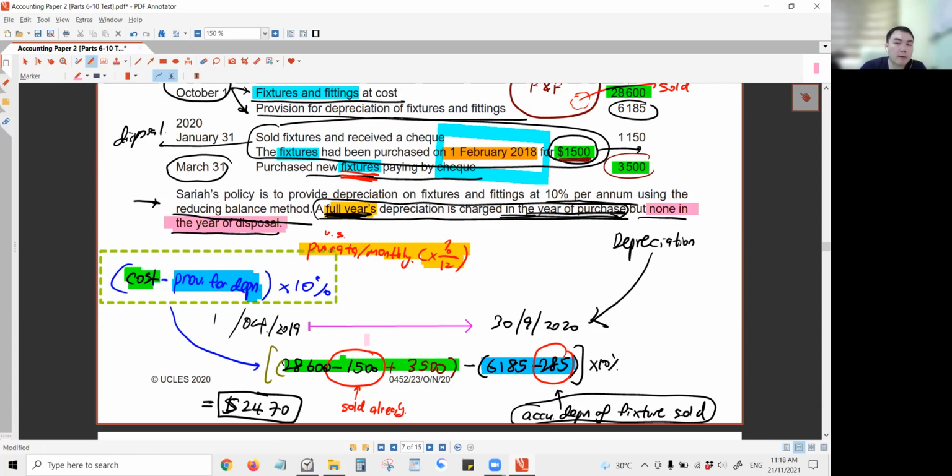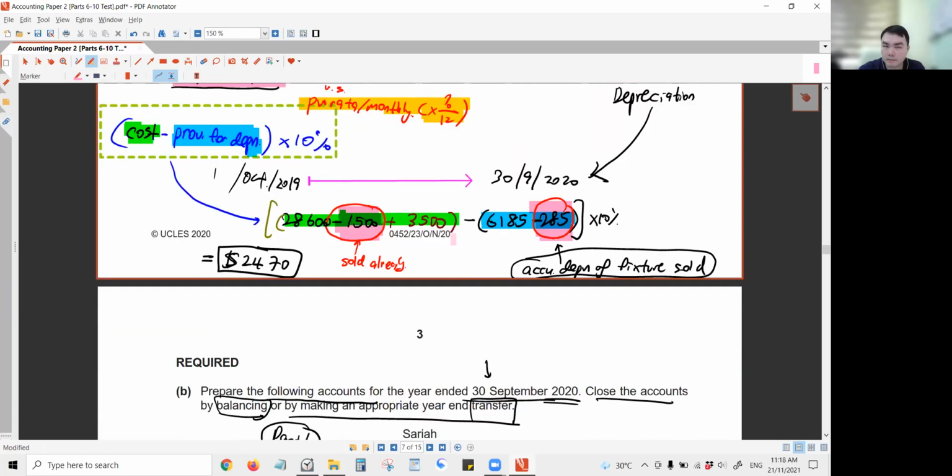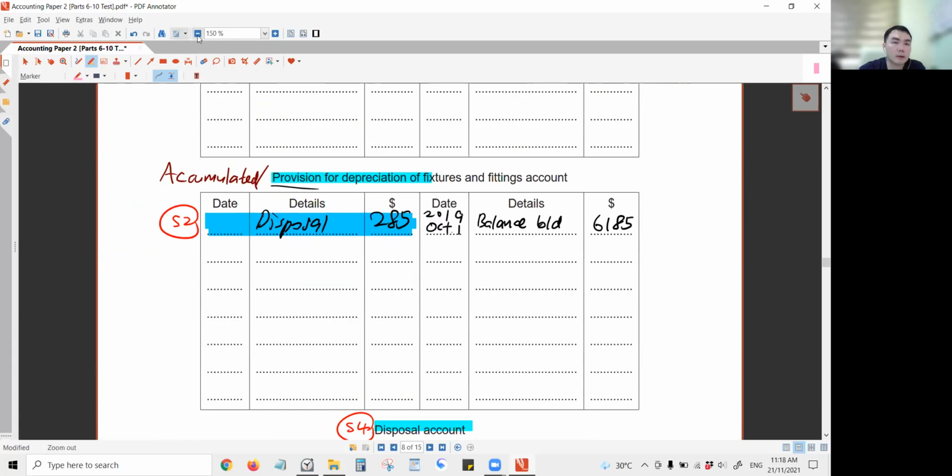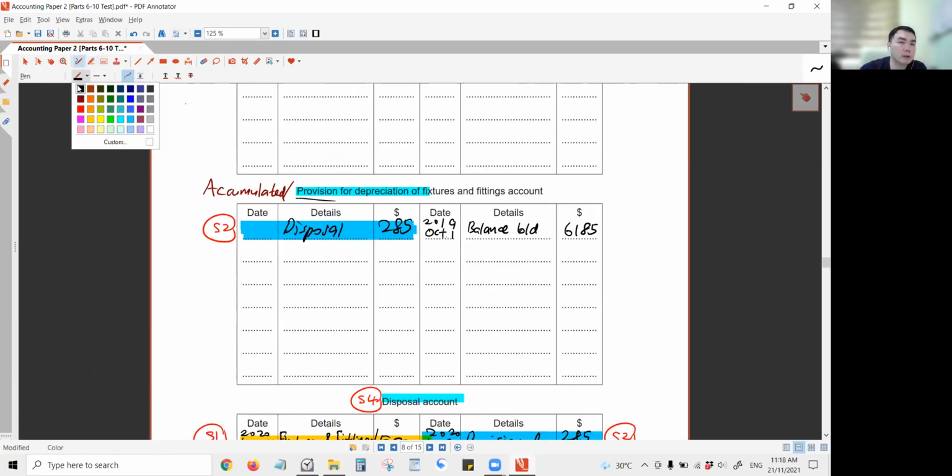I remove the 1005, remove the 285. That's the reason. Okay, none in the year of disposal. For the NCA that you have sold off in the current year, don't charge depreciation anymore for it. So I minus it. Okay, so 2470 is the amount I need for depreciation currently. Okay, so write the answer together, shall we? Let's write the answer together.